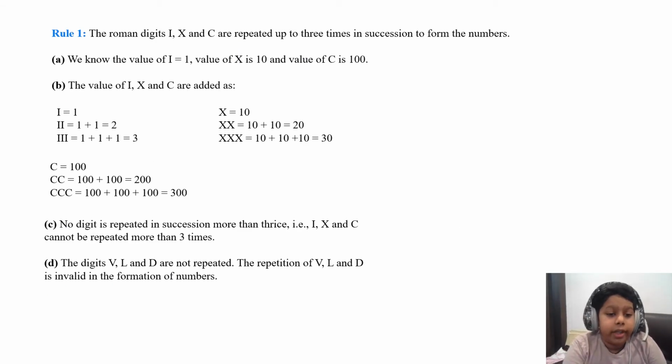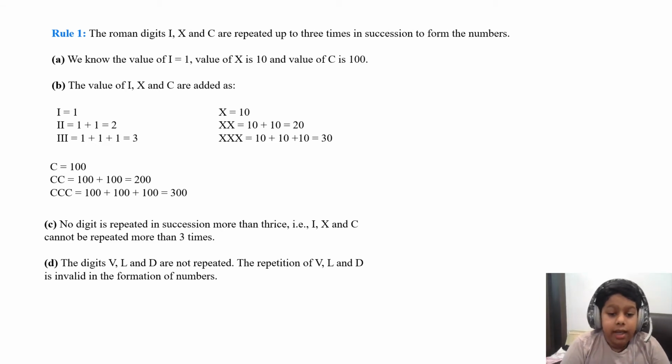Rule number 1. The Roman digits I, X and C are repeated up to 3 times in succession to form the numbers. A. We know the value of I is equal to 1, value of X is 10 and value of C is 100. B. The values of I, X and C are added: I equals 1, II is equal to 1 plus 1 equals 2, III is equal to 1 plus 1 plus 1 equals 3.